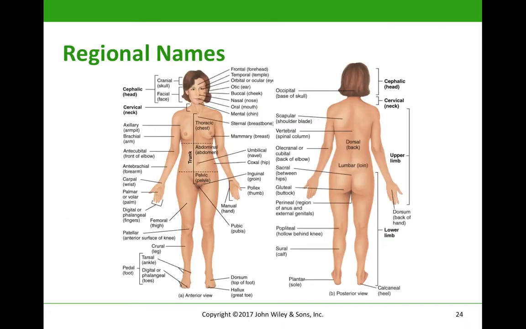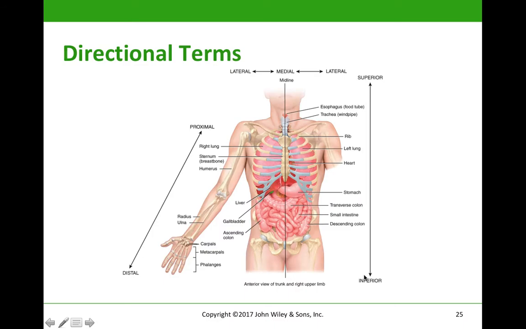We also have some regional names here. The cephalic area for the head, the cervical area for the neck. And then we have your trunk with the thoracic, abdominal, and the pelvic regions. And then we have the upper limb and the lower limb to note.